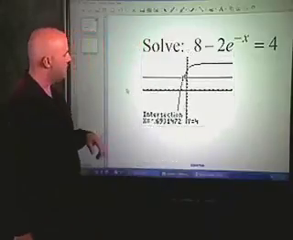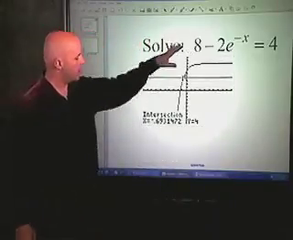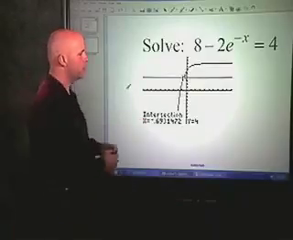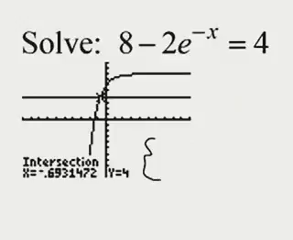So using our graphing utility, solving this equation yields an x value of negative 0.693. So our solution set is negative 0.693.